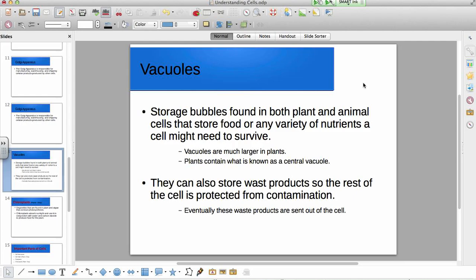They can also store waste products. Sorry about the misspelling there. They can also store waste products, so the rest of the cell is protected from contamination.